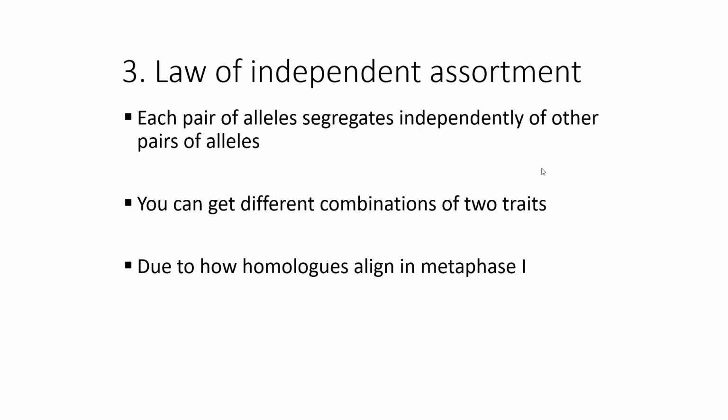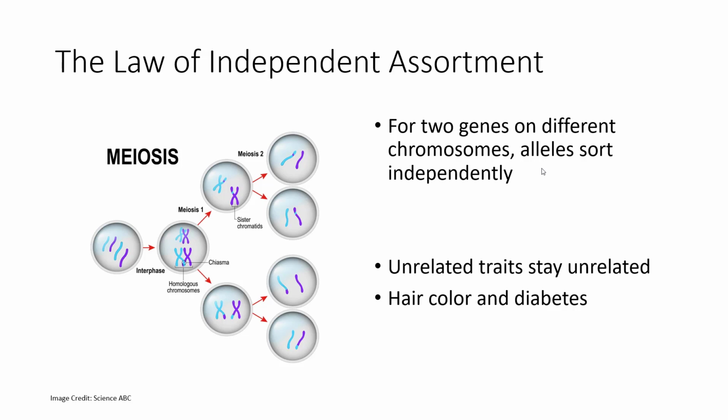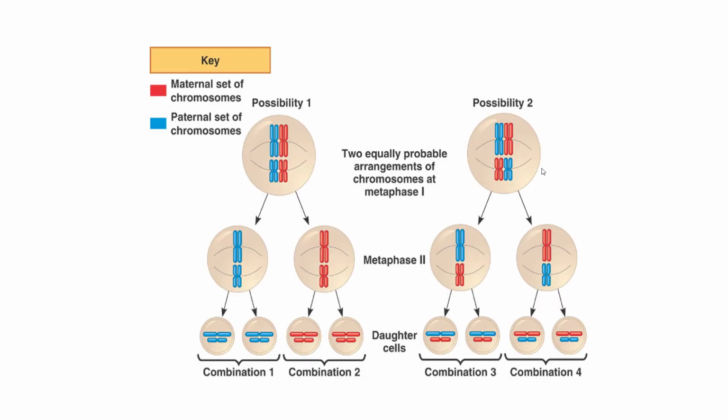Generally speaking, if we have alleles that are on different chromosomes, they are going to segregate independently, leading to the law of independent assortment. This happens during meiosis 1, and this assures that unrelated traits stay unrelated. So, say hair color and a predisposition towards diabetes will stay unrelated if they are on different chromosomes and segregating independently. Here we have another example of maternal sets of chromosomes and paternal sets of chromosomes, where you have 4 different possibilities of how they can sort into different cells in metaphase 2, and this is equally possible depending on how they arrange in metaphase 1.